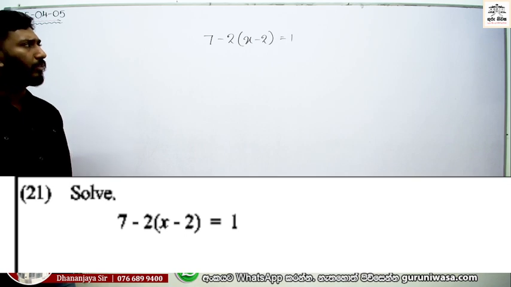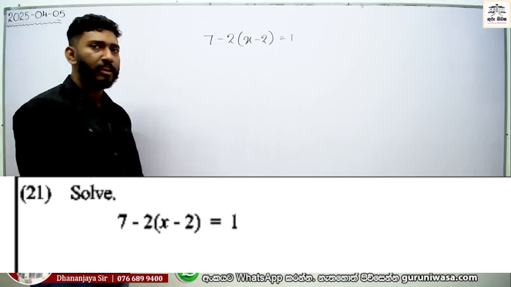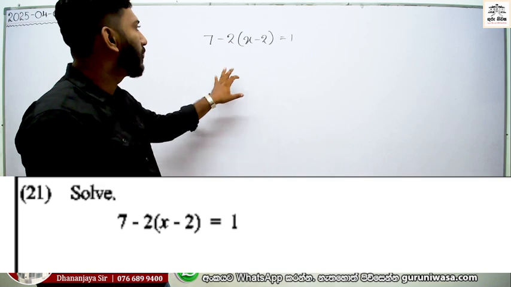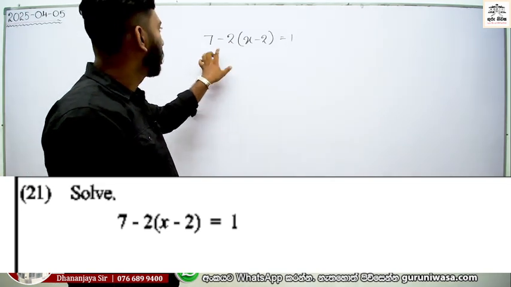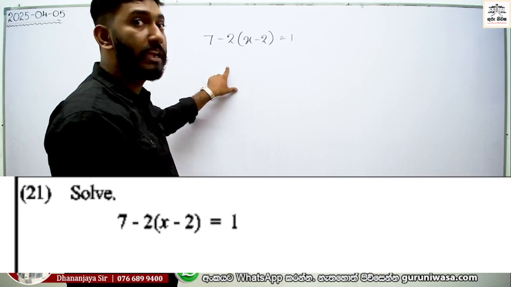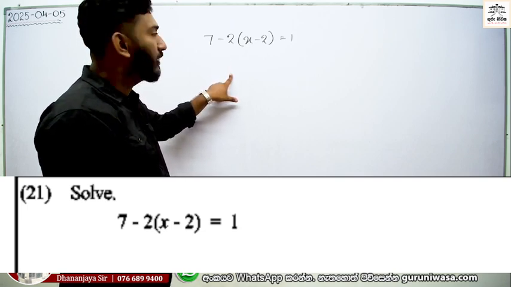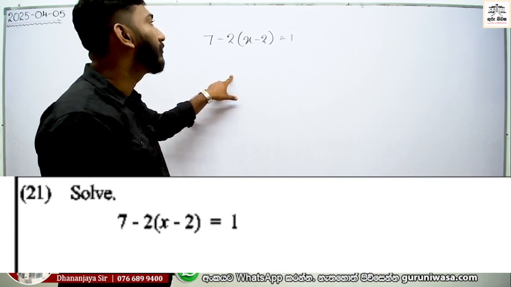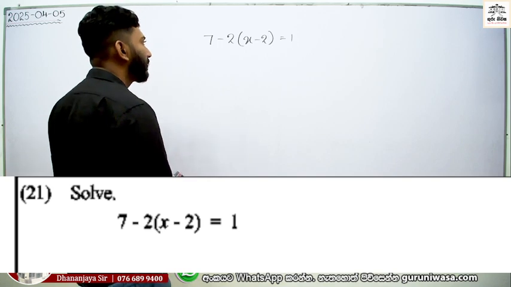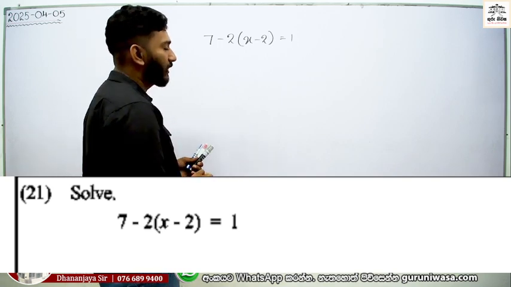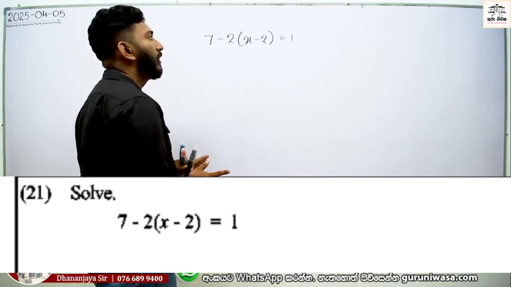Firstly, the mistake some students make. Some students simplify like this: 7 minus 2 becomes 5. Writing 5 is wrong. It is wrong right there. Why? You have to expand the brackets first. Firstly, you have to expand the brackets. This is method number 1.